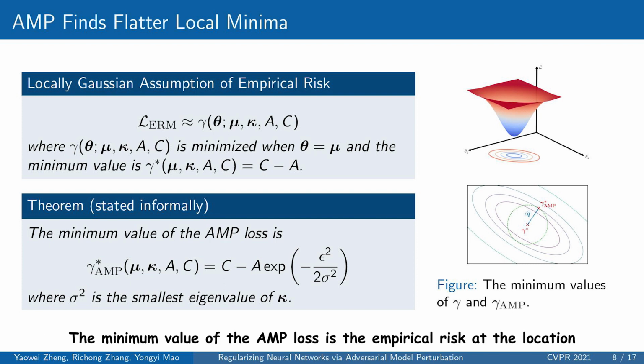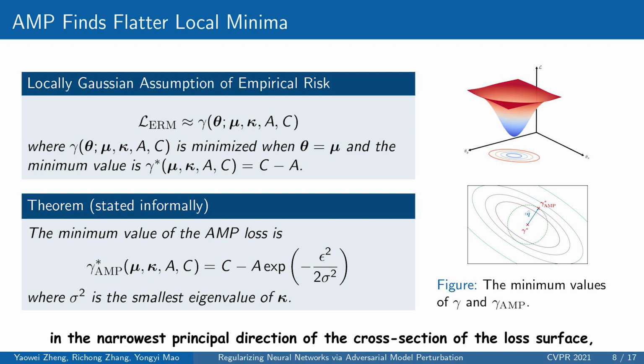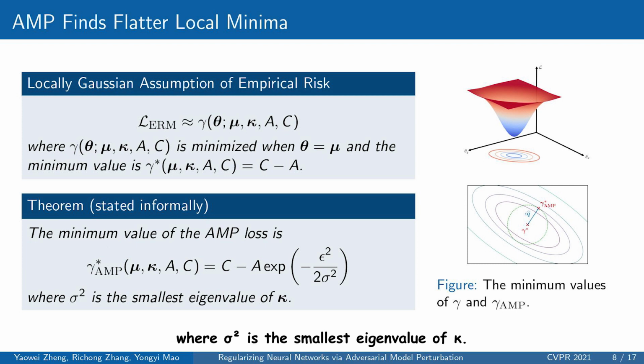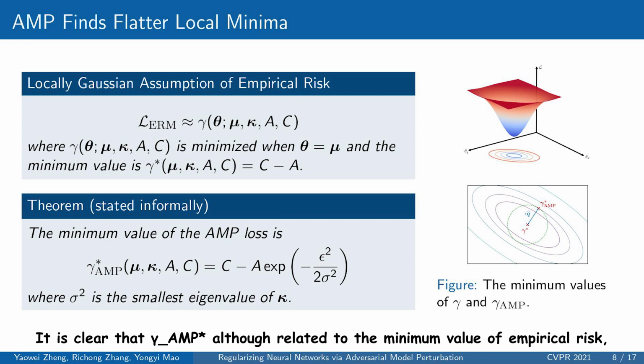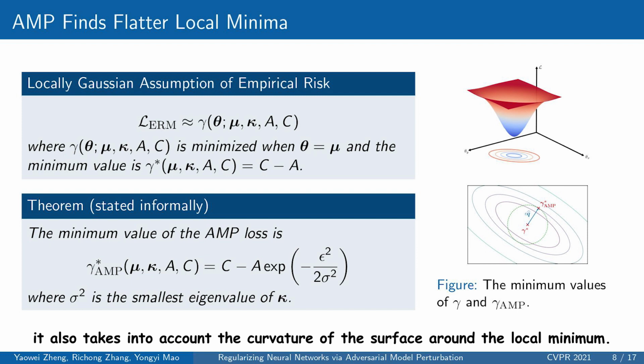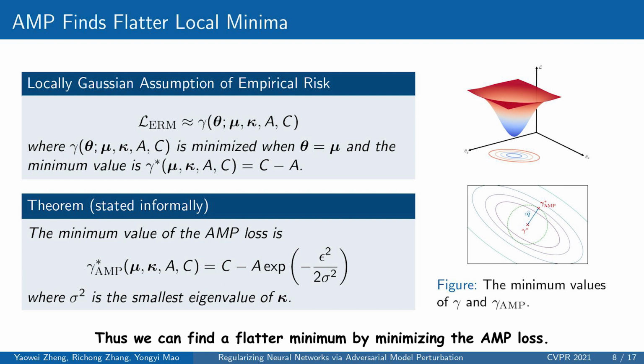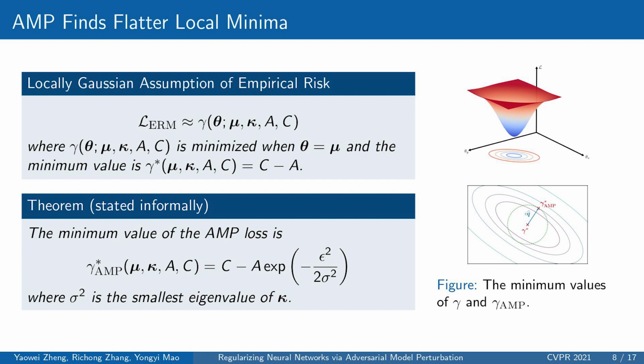The minimum value of the AMP loss is the empirical risk at the location in the narrowest principal direction of the cross-section of the loss surface, where sigma square is the smallest eigenvalue of kappa. It is clear that gamma AMP star, although related to the minimum value of empirical risk, also takes into account the coverage of the surface around the local minimum. Thus, you can find a flat minimum by minimizing the AMP loss.